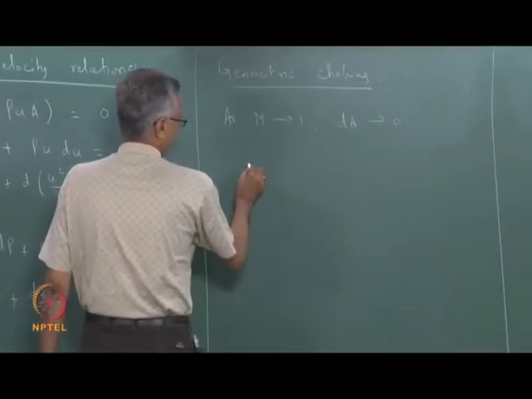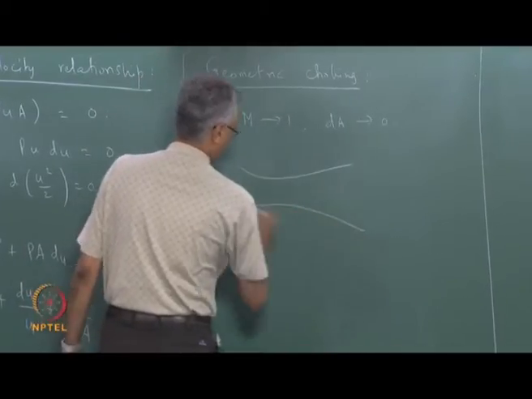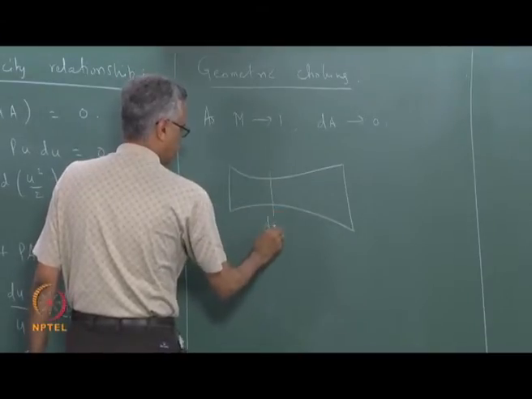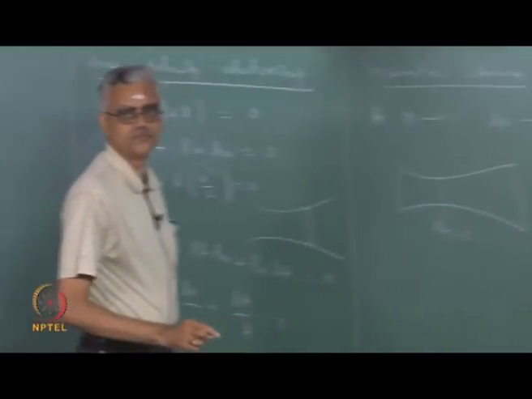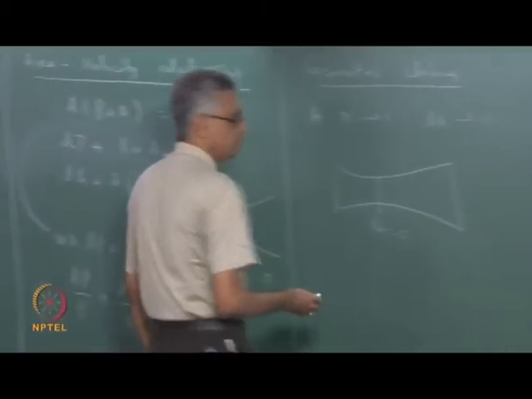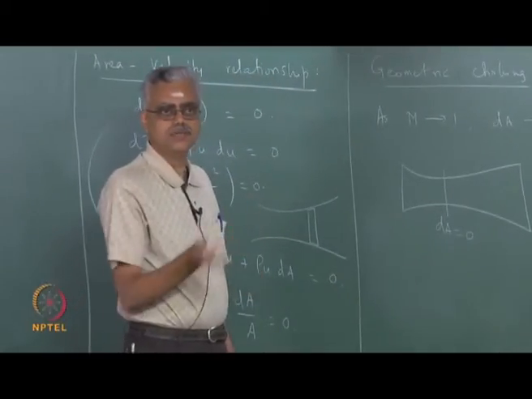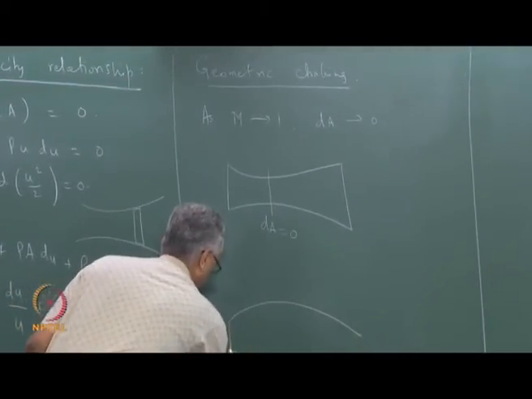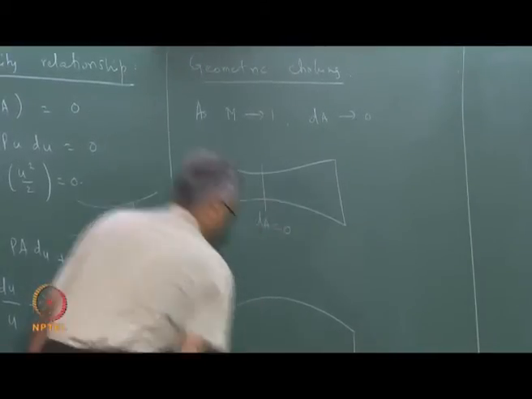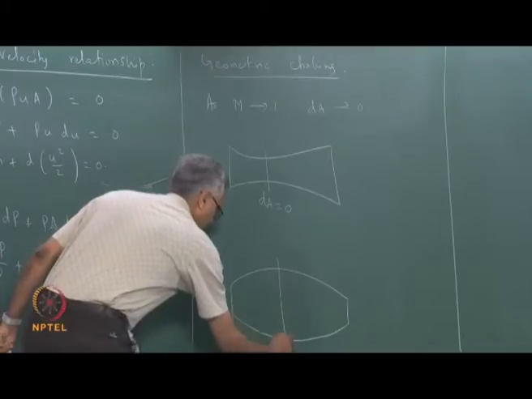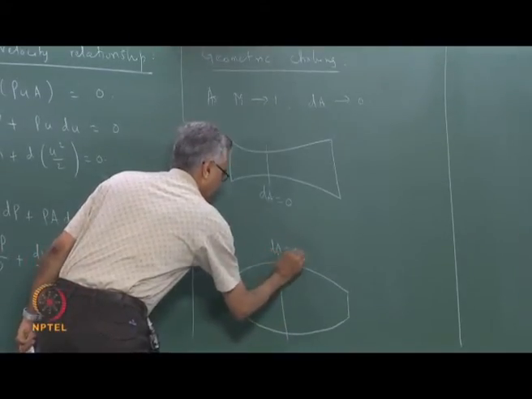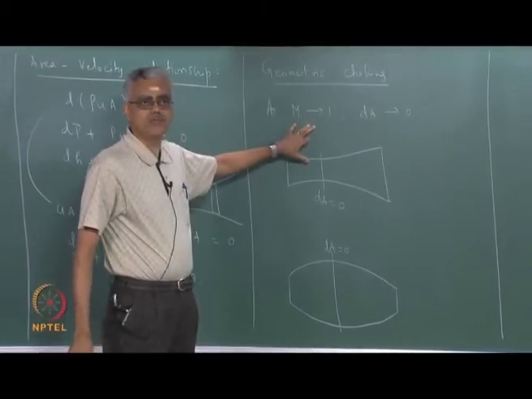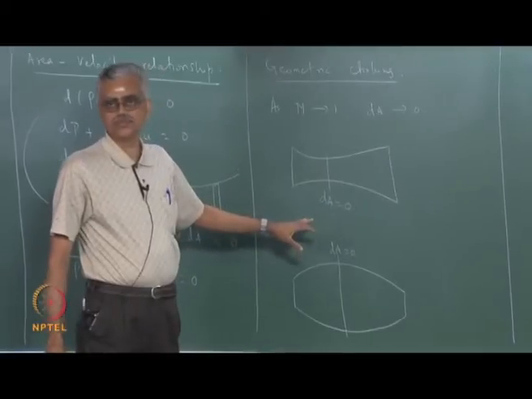The first scenario is a passage that looks like this. At this location dA is equal to 0. And we look at another scenario where the passage is inverted, inside out of the same thing. So the passage looks something like this, and you see that here dA is 0. Now we have to see whether M equal to 1 can be attained in these two situations.